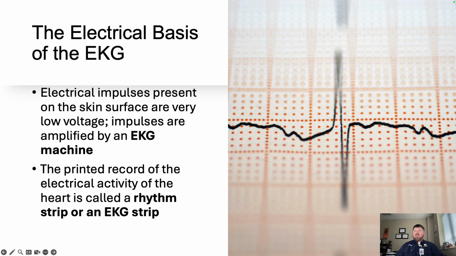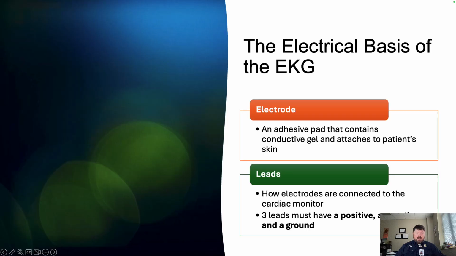The printed record of the electrical activity of the heart is called the rhythm strip or an EKG strip. And even as we're moving forward, you've got to at least have a 6-second strip printed out if you're going to be interpreting the ECG.